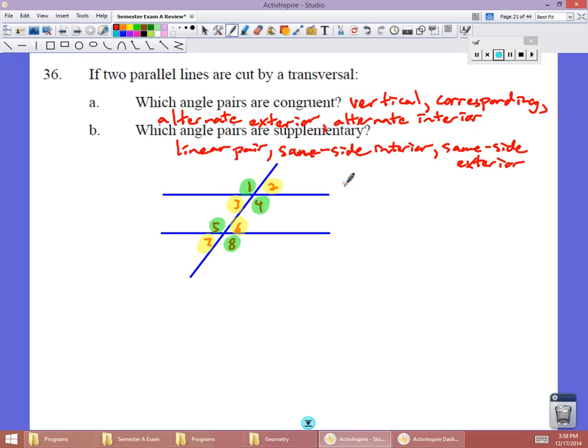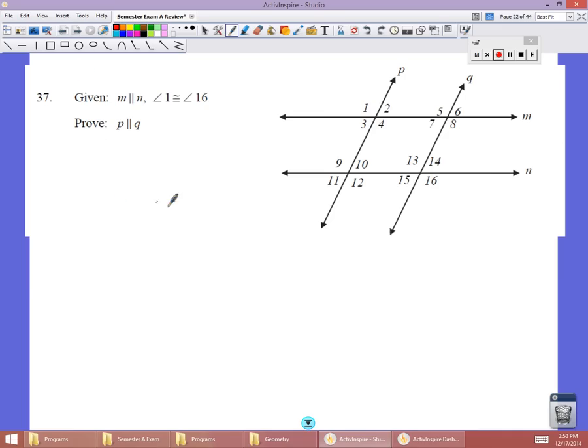Okay, and then finally, if we take a look at number 37, 37 is a proof involving the same types of angles. And so if we take a look at the given information, it says angle M is congruent to angle N, so we're going to mark that. Those 2 are parallel. Angle 1 is congruent to angle 16. Alright, so that information is given to us.